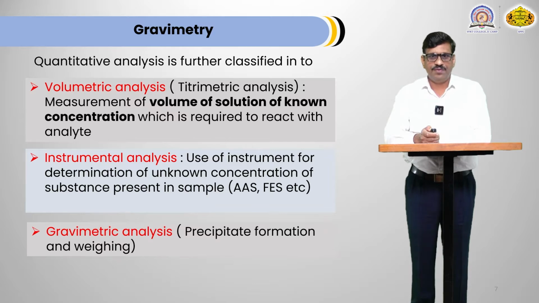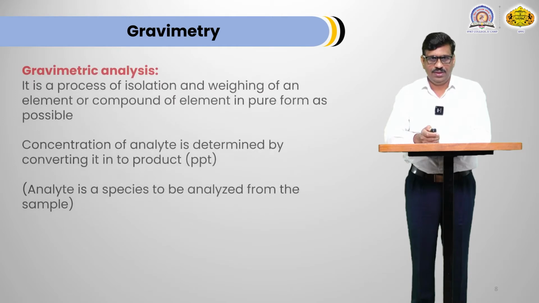Now third is gravimetric analysis. In gravimetric analysis, the sample is converted to a precipitate, and from the weight of the precipitate, the amount of the sample or element which is present is calculated. This is called gravimetric analysis.